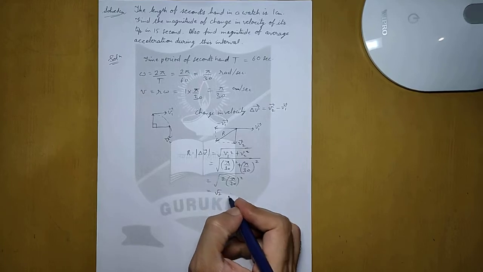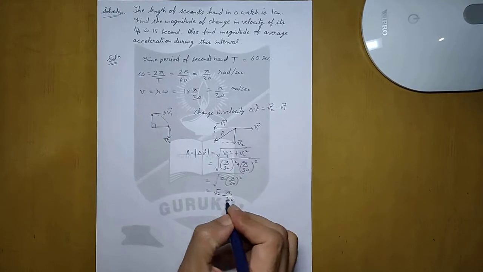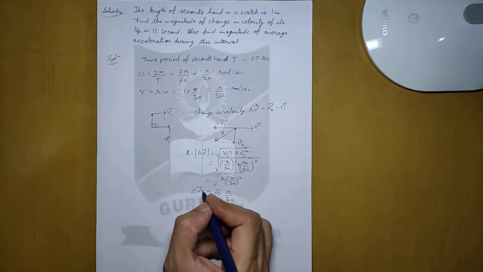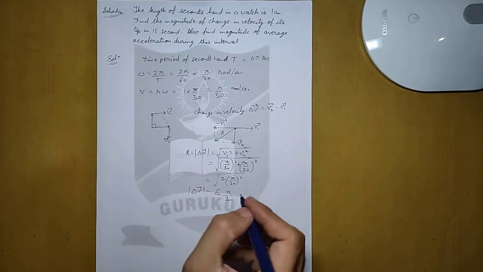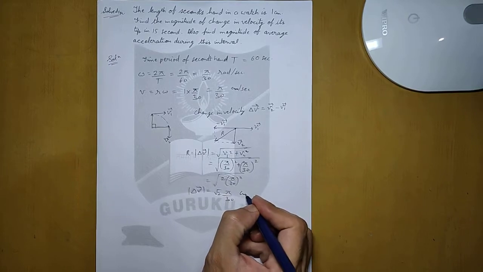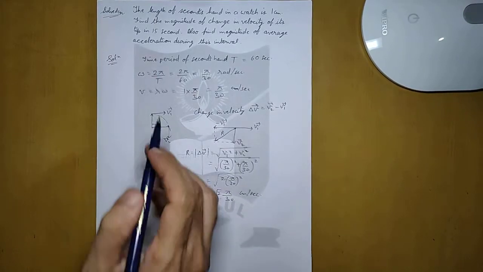so it will come out to be root 2 pi by 30. This will be the value of magnitude of change in velocity. So this will be root 2 pi by 30 centimeter per second.